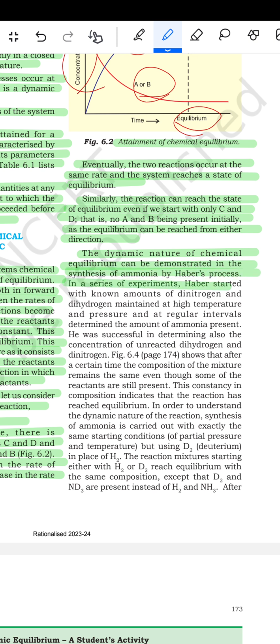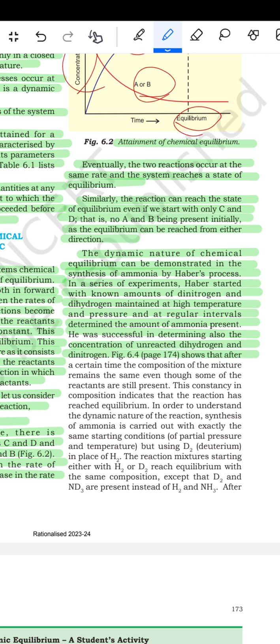In a series of the experiment, the Haber started with the unknown amounts of the dinitrogen and dihydrogen, maintained at the high temperature and the pressure, and at the regular intervals determined the amount of the ammonia present. He was successful in determining also the concentration of the unreacted dihydrogen and dinitrogen.